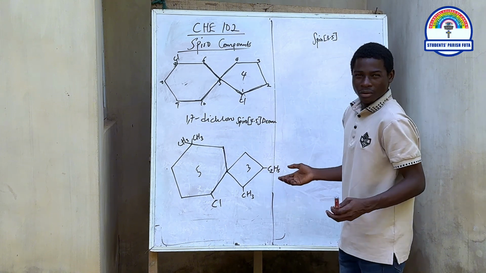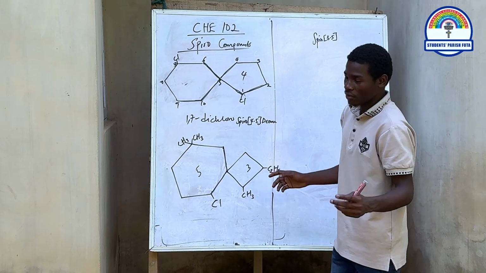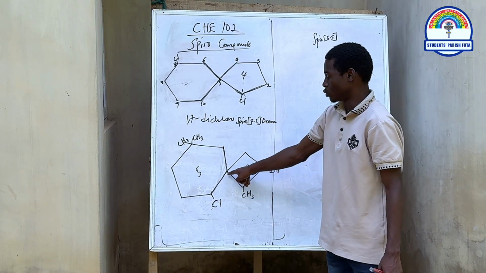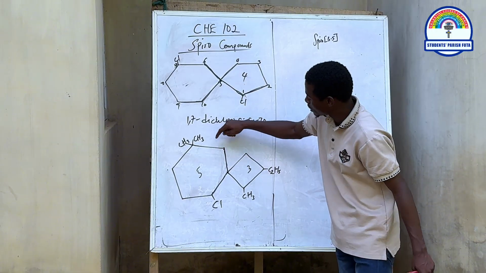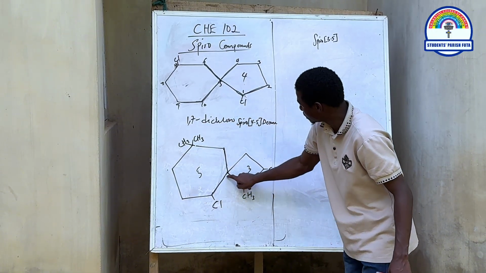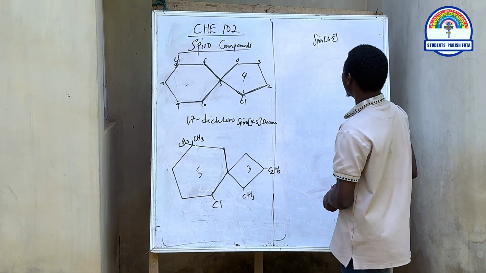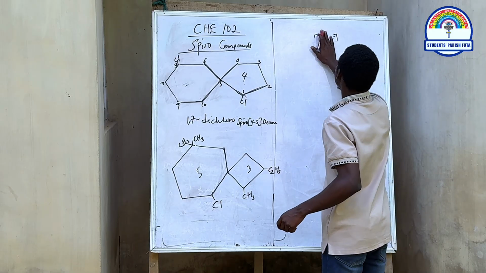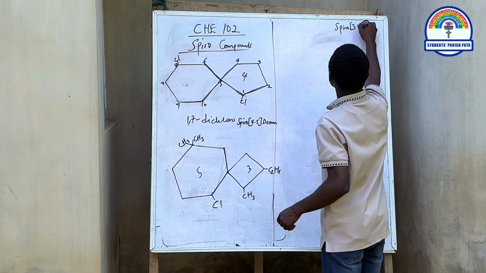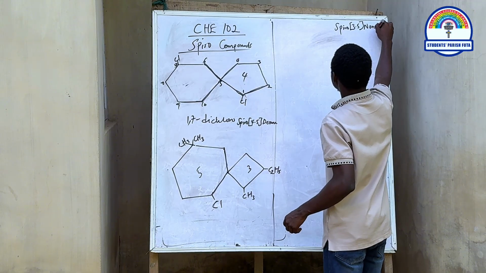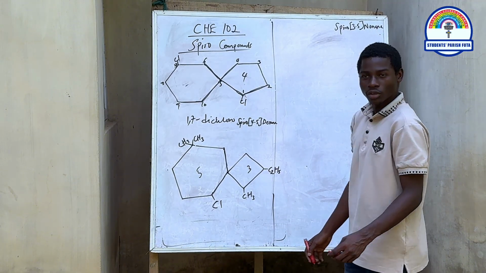Then the shortcut to know the total number of carbon atoms is 5 plus 3, 8, 8 plus this one, 9. Or better, count it. 1, 2, 3, 4, 5, 6, 7, 8, 9. So that is nonane. So Spiro 3.5 nonane. Now, time for the substituent.